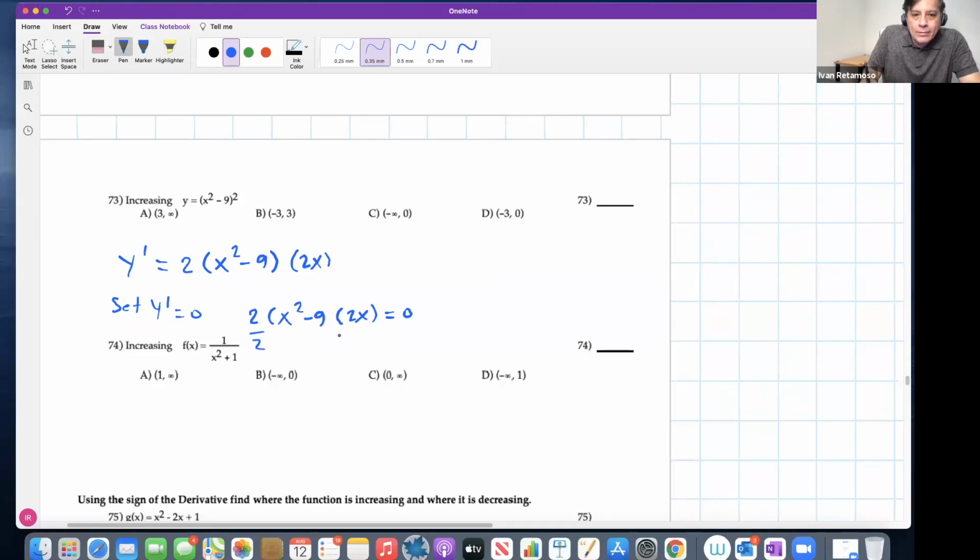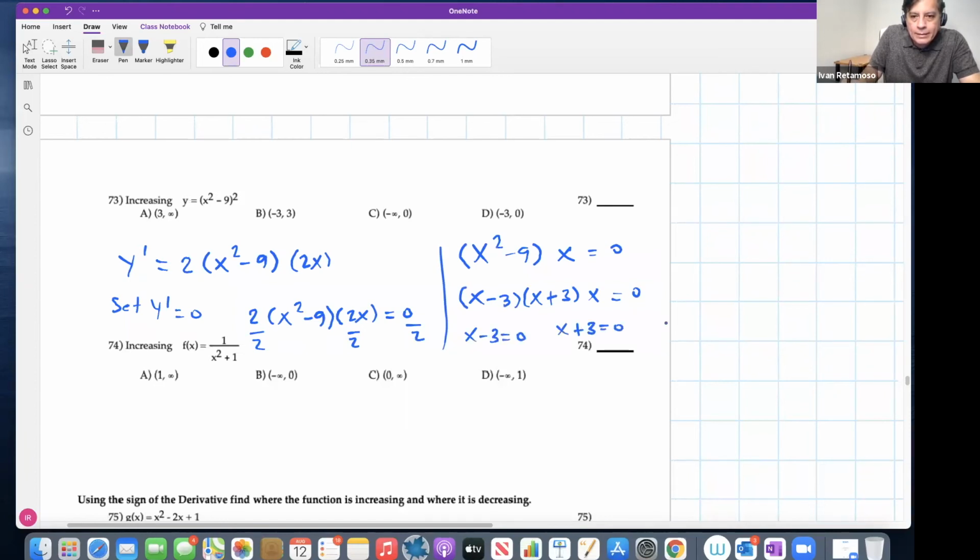After dividing by 2 on both sides, we are left with this, right? x squared minus 9 times x equals 0. This factors as x minus 3 times x plus 3 times x equals 0. And setting each factor containing the variable equal to 0, we will get our critical points. One critical point here, x equals -3, another critical point here, x equals 3, and another critical point here, x equals 0.